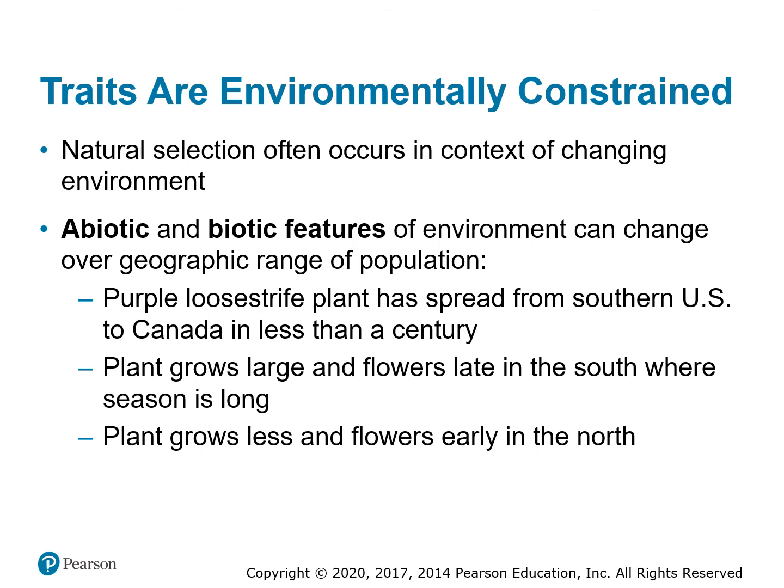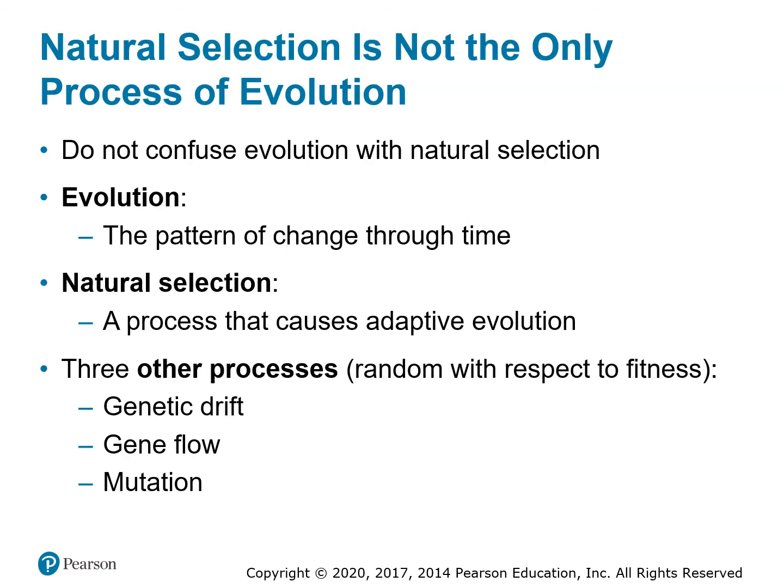Over whatever time span we're talking about, sometimes it could take 100 years, sometimes it takes thousands of years, and even millions. It's really important to note that evolution and natural selection are not the same thing. Evolution is the pattern of change that we see, and natural selection is the process that results in adaptive evolution. So the only way to get an adaptation is through natural selection. But there are other processes, genetic drift, gene flow, and mutation, that can also lead to evolution without any respect to fitness. We will talk about some of these in later chapters.